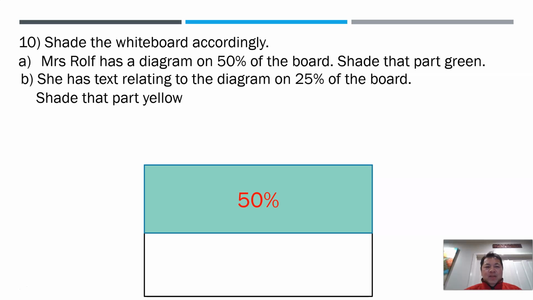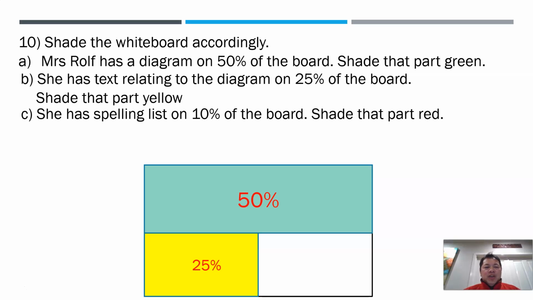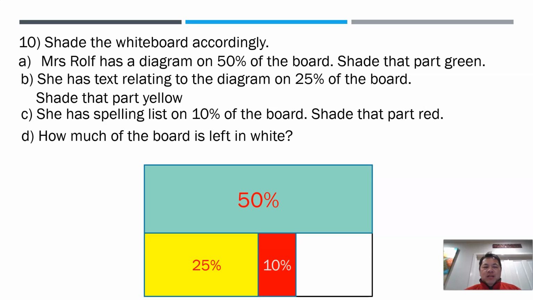Okay, part B. She has text related to the diagram on 25% of the board. So imagine she put on some text to tell us more about the diagram. So 25% of the board is taken out. Oh, we only have this white part left here. And then they say she has a spelling list on 10% of the board. So she put up another spelling list on the board, which is 10% of the board. So the question is, how much of the board is left in white?